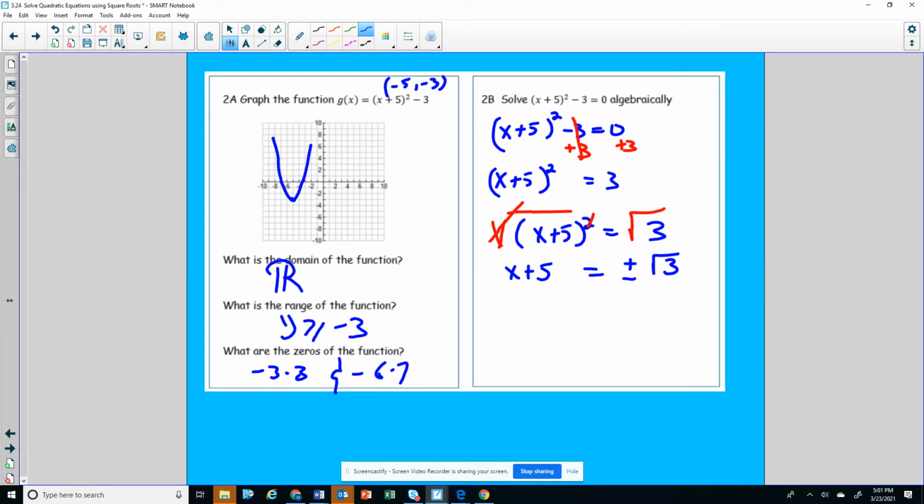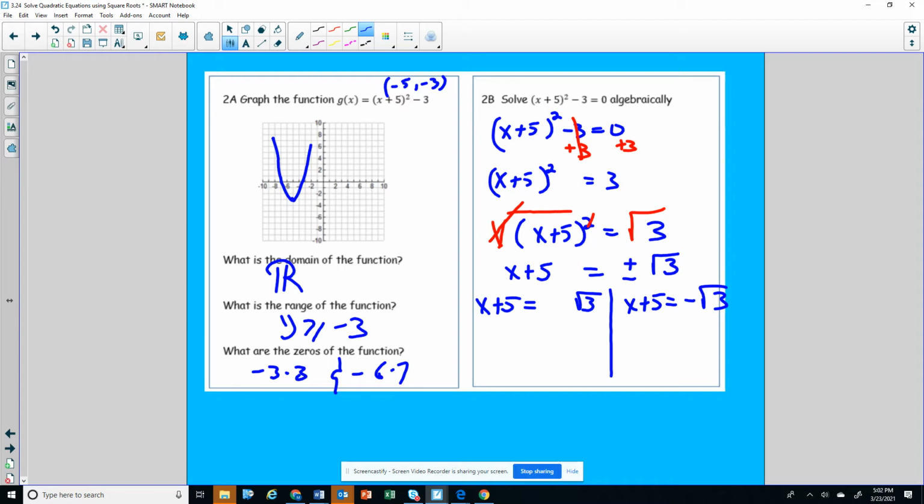All right. So I'm going to have 2 equations now. I'm going to have x plus 5 equal to the positive square root of 3, again, whatever that number is, and x plus 5 is equal to the negative square root of 3. Everybody see that, right? And technically, I don't have to write this positive right here because you don't have to.